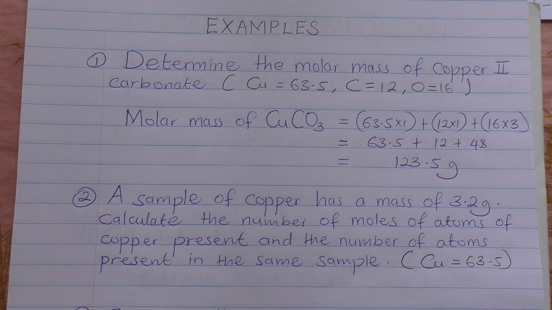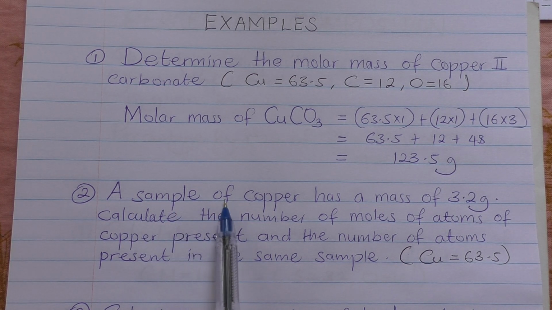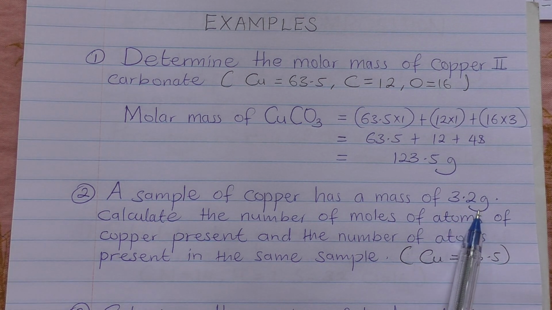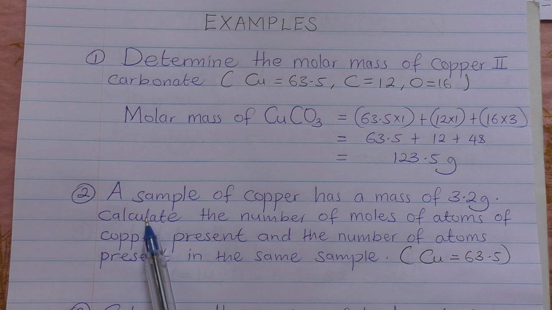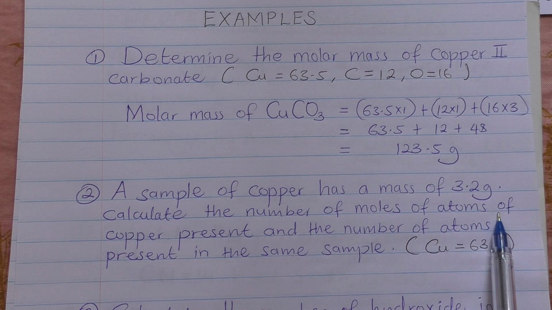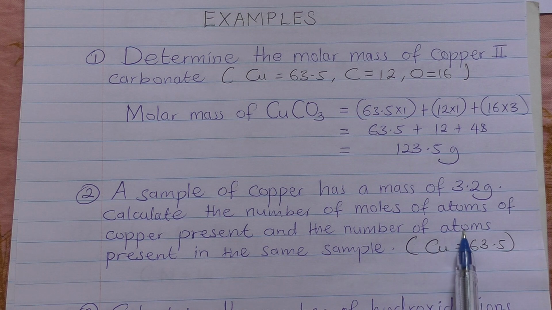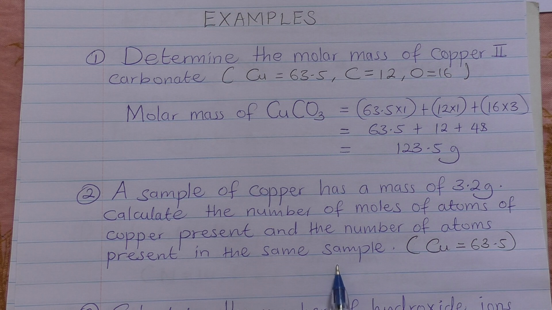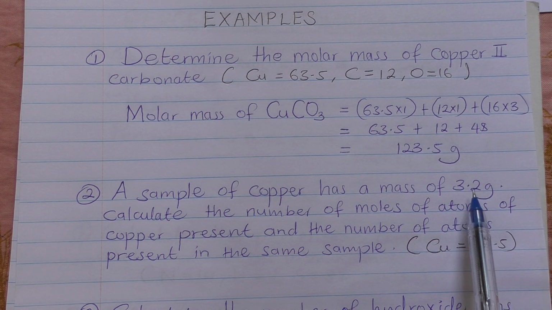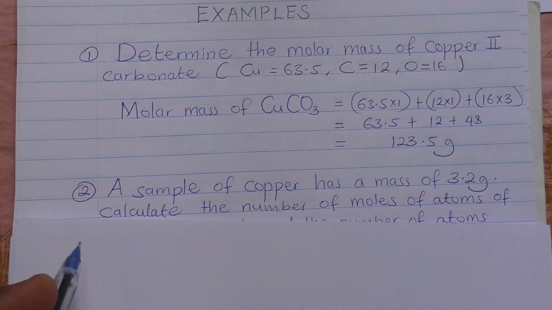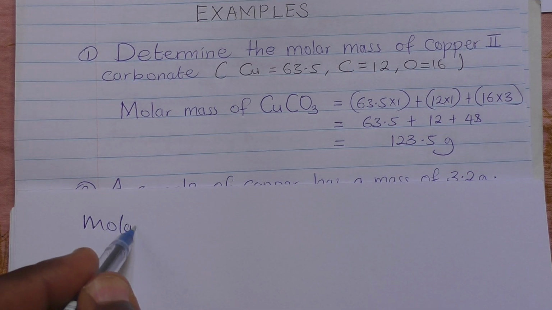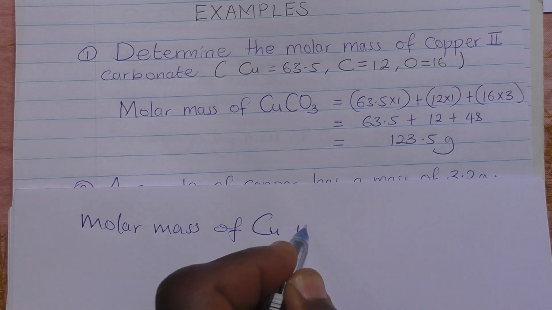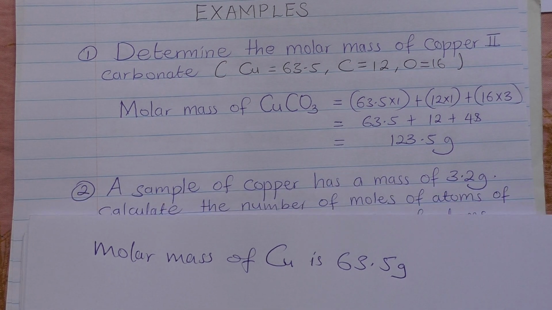Let us also look at example 2, where we are told that a sample of copper has a mass of 3.2 grams. They want us to calculate the number of moles of the atoms of copper present, and also the number of atoms present in the same sample. Okay, so let us first get to know how many moles are in 3.2 grams of copper, because we've said that the molar mass of copper is 63.5 grams.